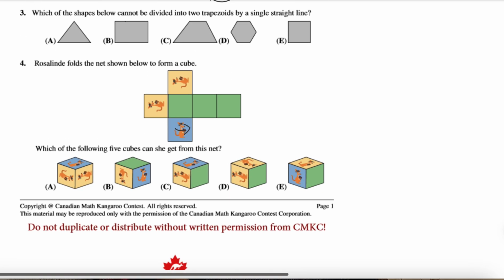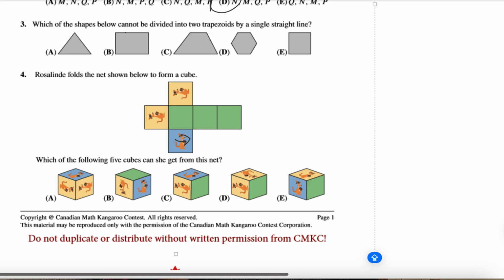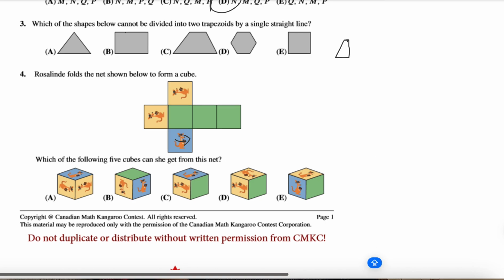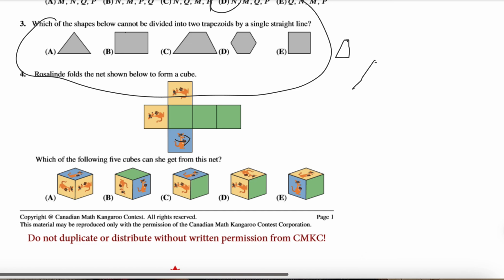Which of the following shapes cannot be divided into trapezoids? A trapezoid looks like this. Basically, we try to divide these shapes over here into shapes that look like this or this. So let's see. A, you cannot really divide it, so maybe A could be the answer, but let's come back to A later.